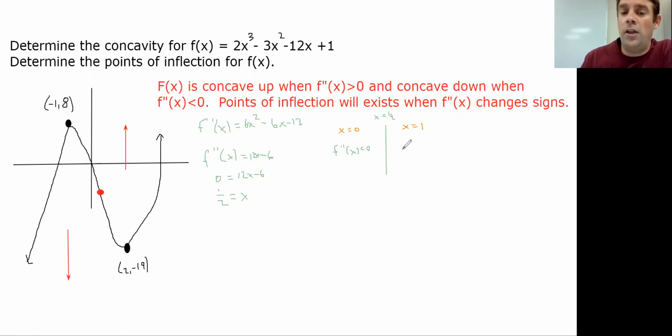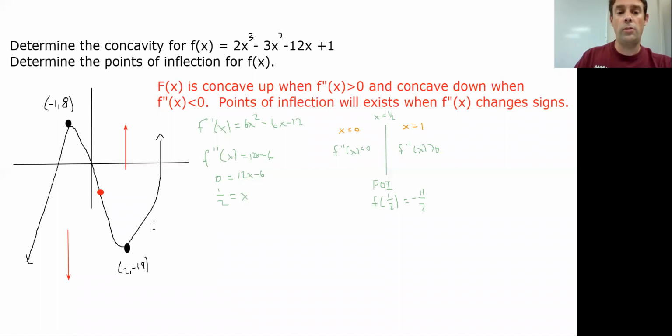When I plug in 1, I get a second derivative equal to 6. That means my second derivative is greater than 0 in this region, so it's concave up, and you can also see how it's concave up. That means I have a point of inflection at 1/2. So I need to figure out what the value is at 1/2. When I plug 1/2 back into my original function, I end up with negative 11 halves, or negative 5 1/2.